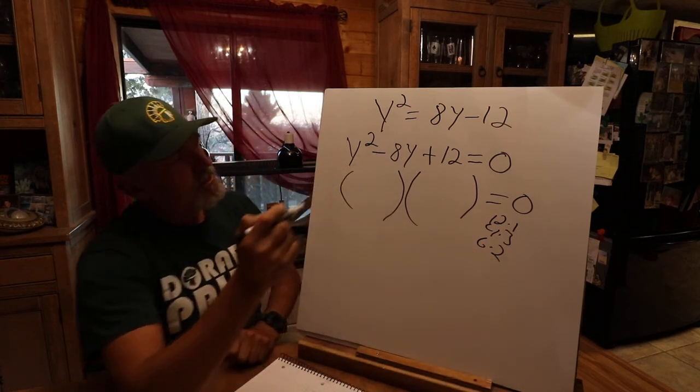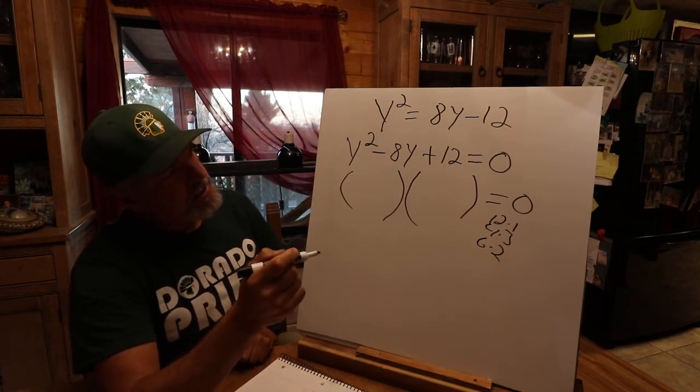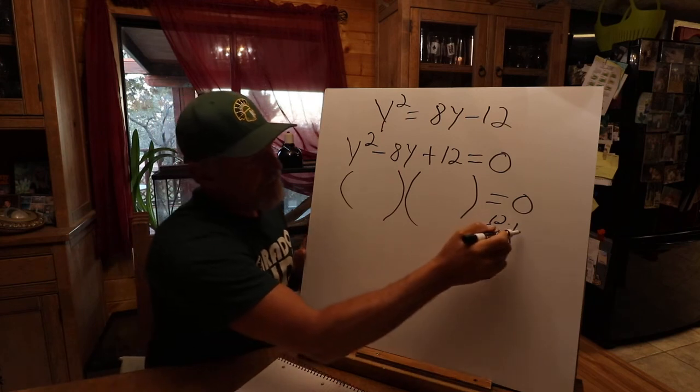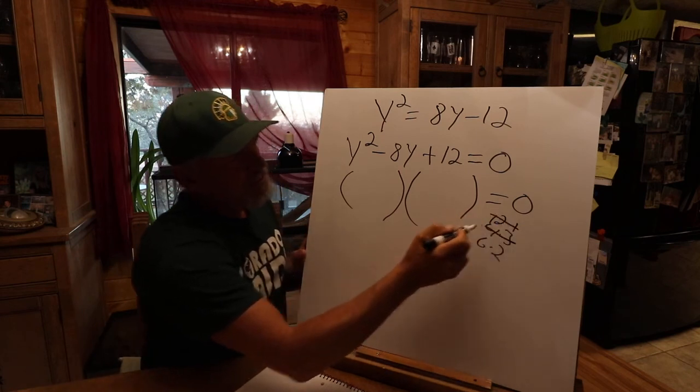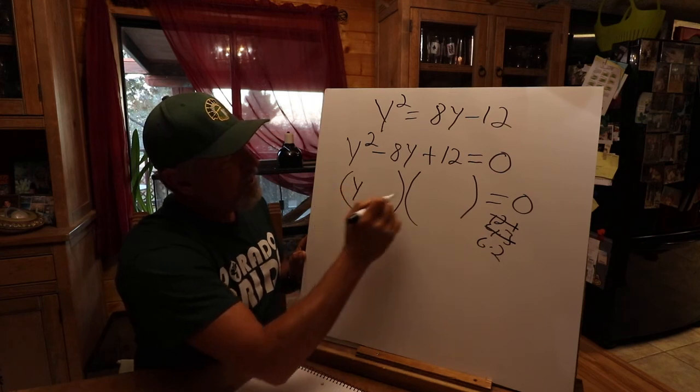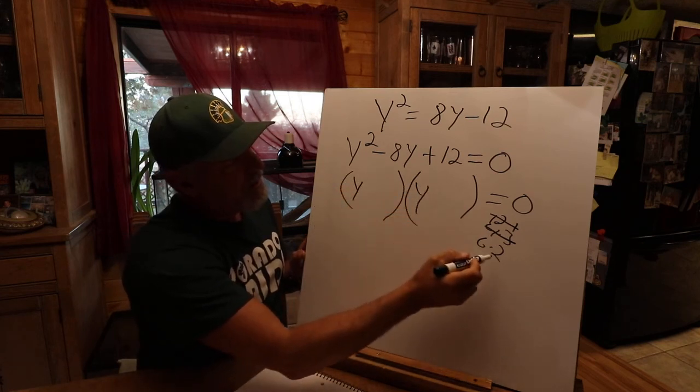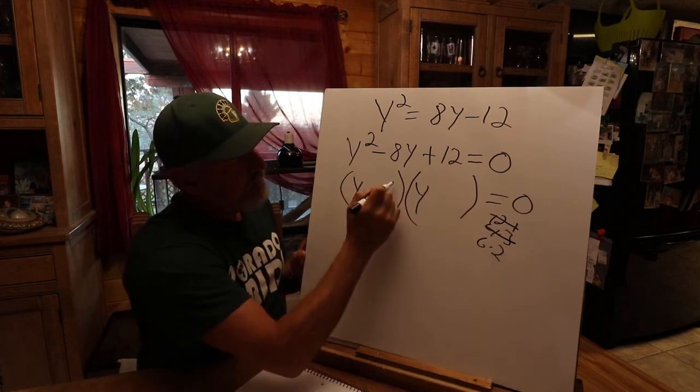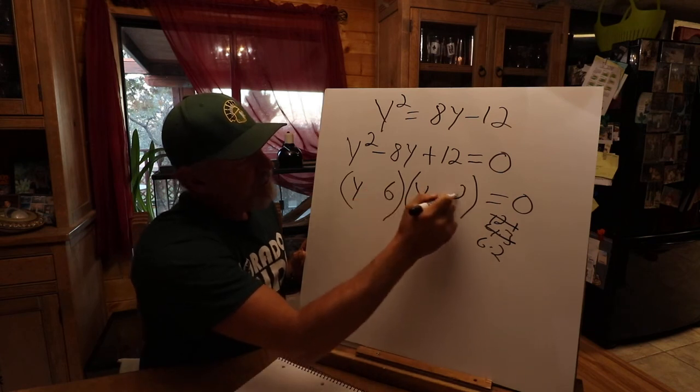I'm trying to make an 8. I can see the 6 and 2 is going to do it. So I'm not going to use the 12 and 1. I'm not going to use the 4 and 3. Y squared means I put a y and a y. And I have my 6 and 2. I can put them in the last two places.